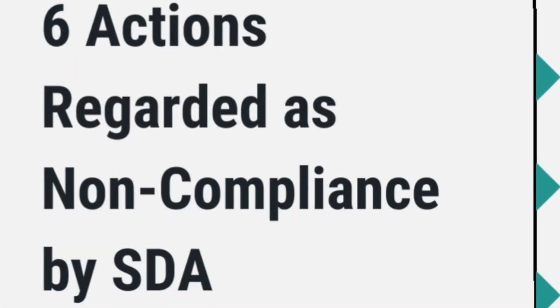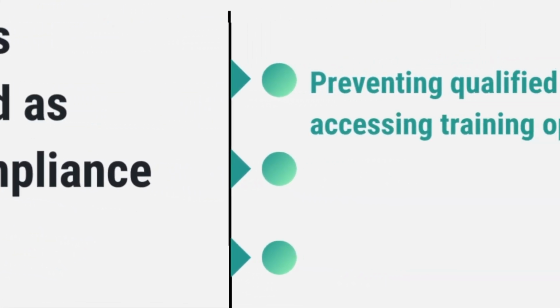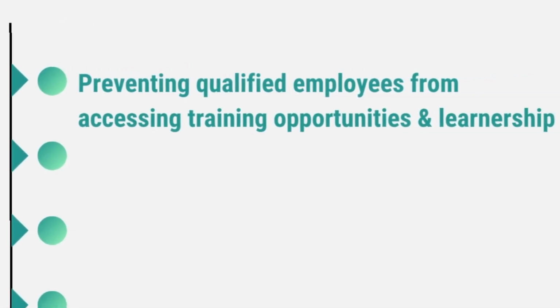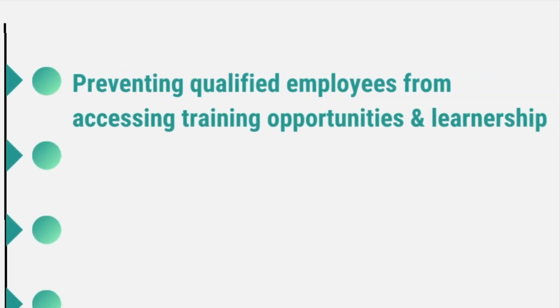Now, when we talk about non-compliance, it's when we are doing something that is illegal, something that is unlawful, that is not accepted by law. Now, the first point under the actions that are regarded as non-compliance: preventing qualified employees from gaining access to training opportunities and learnerships. That is regarded as non-compliance.